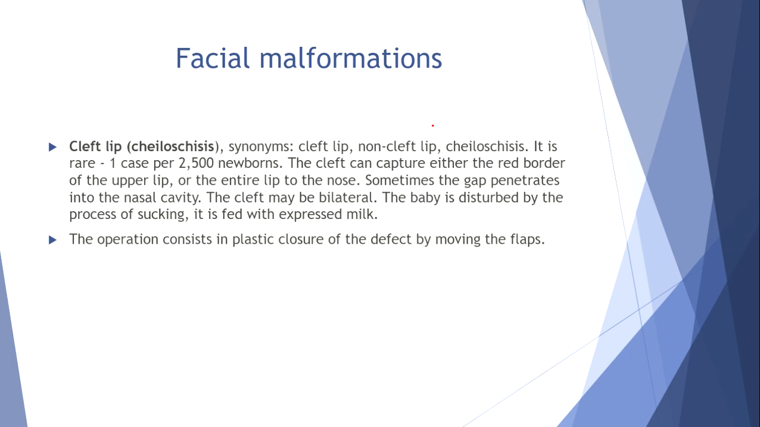Facial malformations. Cleft lip or cheiloschisis. Synonyms: cleft lip, harelip. It is rare, one case per 2,500 newborns. The cleft can capture either the right border of the upper lip or the entire lip to the nose. Sometimes the gap penetrates into the nasal cavity. The cleft may be bilateral. The baby's process of sucking is disturbed. It is fed with expressed milk. The operation consists in plastic closure of the defect by moving the flaps.